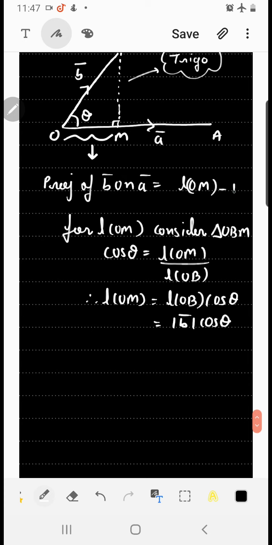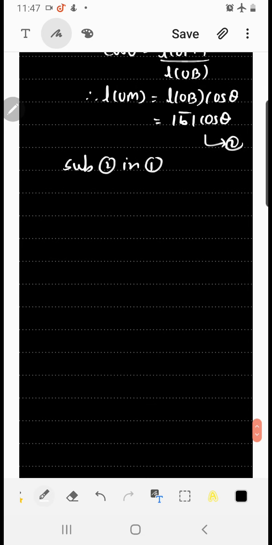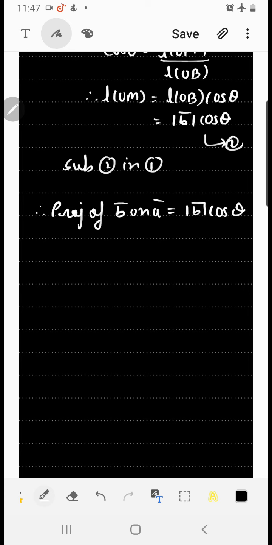So if this is your result number 1, this is your result number 2, we substitute 2 in 1, so can I say therefore the projection of b bar on a bar is mod b cos theta. Now you will ask, sir, where did the dot product come from here? So one second, just look at cos theta. What is the actual definition of dot product? It says a bar dot b bar is equal to mod a mod b cos theta. So what is missing here? Can I say missing is mod a?